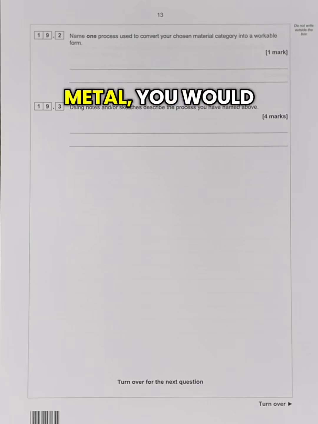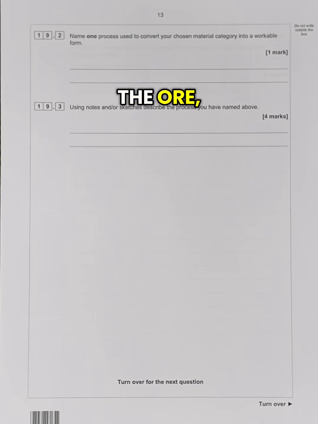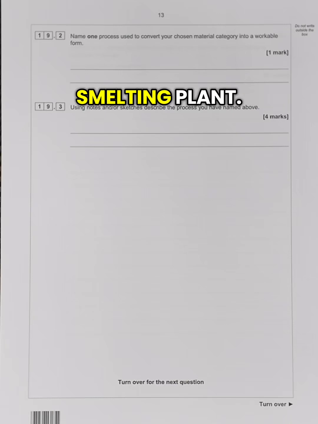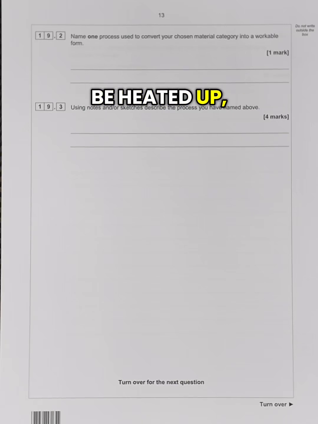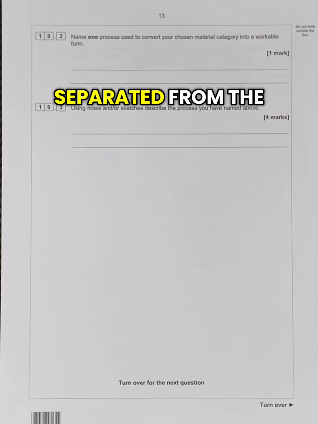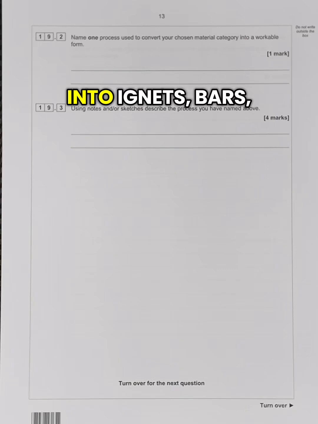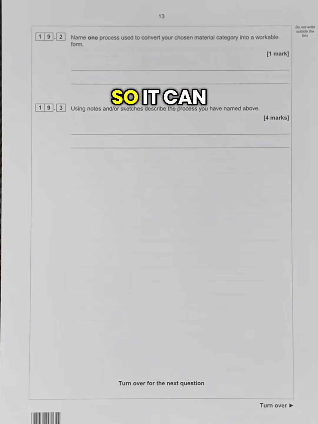You should do it in the steps, and then also you can draw a little diagram for each one. If it was metal, you would talk about mining the ore, then transporting the ore to a smelting plant. The ore would be heated up, the metal gets separated from the rocks, and then they are set into ingots, bars, different shapes, so it can be processed into sheets or tubes depending on the need.